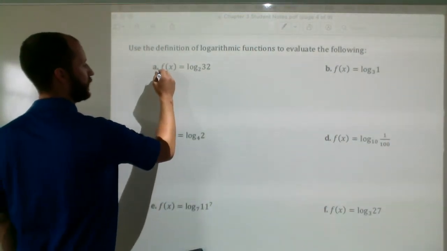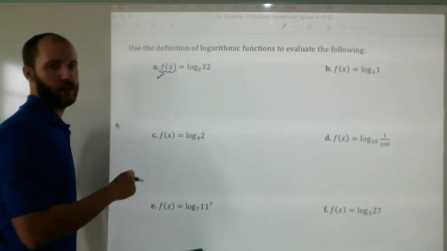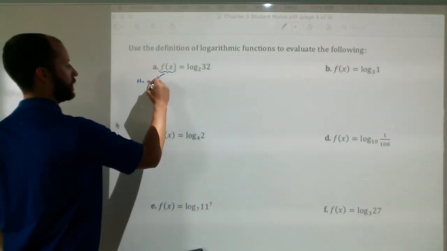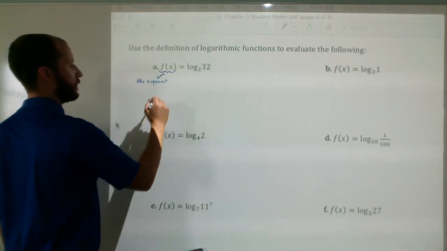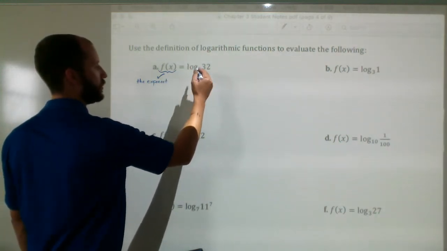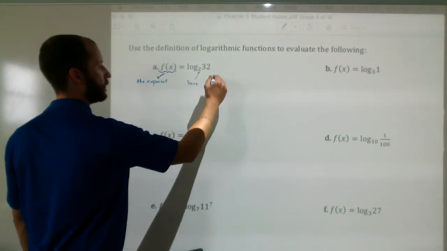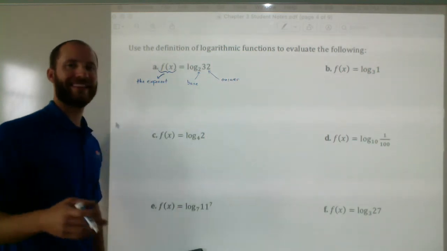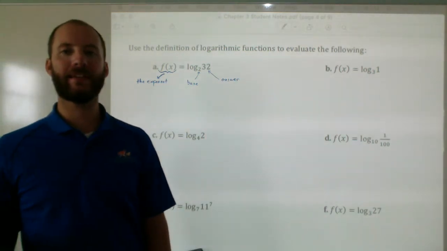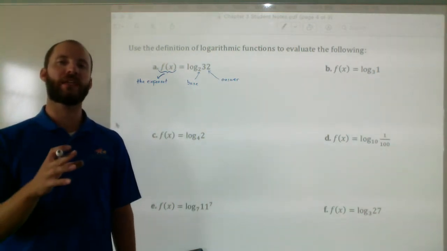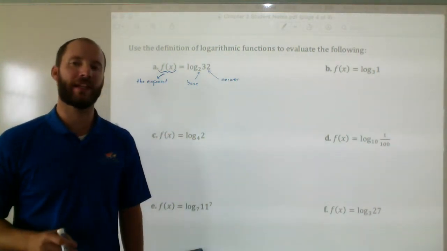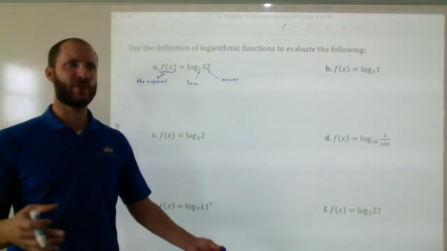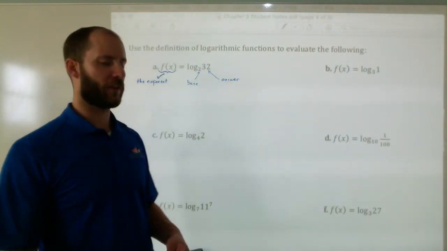First, I think about this right here. Now the f of x, I'm going to call that the exponent. The log base 2, the 2 does remain the base, and the 32, I'm going to call that the answer. So what I'm doing is I'm taking the logarithm and I'm identifying all of the pieces and where they would have existed in the original exponential. Because we already know how to solve exponential functions. Why not just use that knowledge to help us with these logarithmic functions?